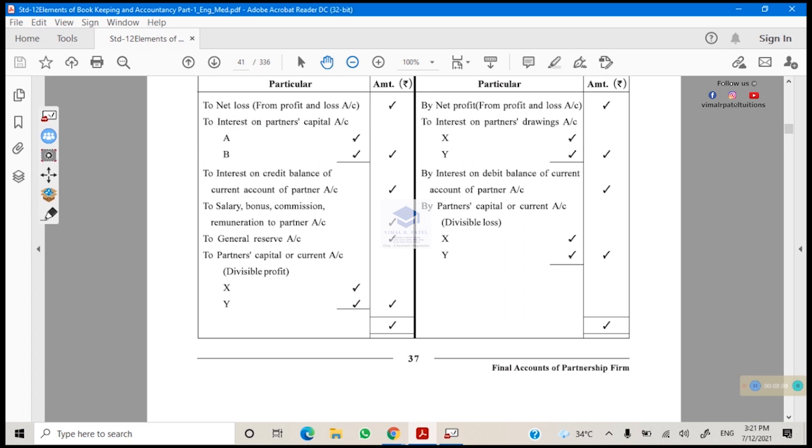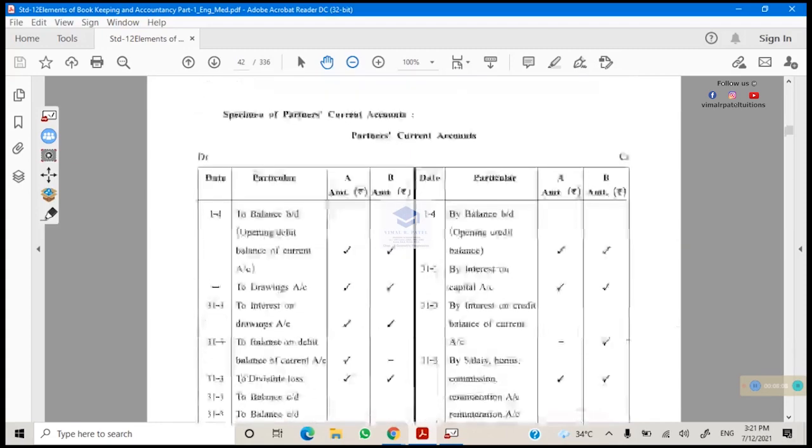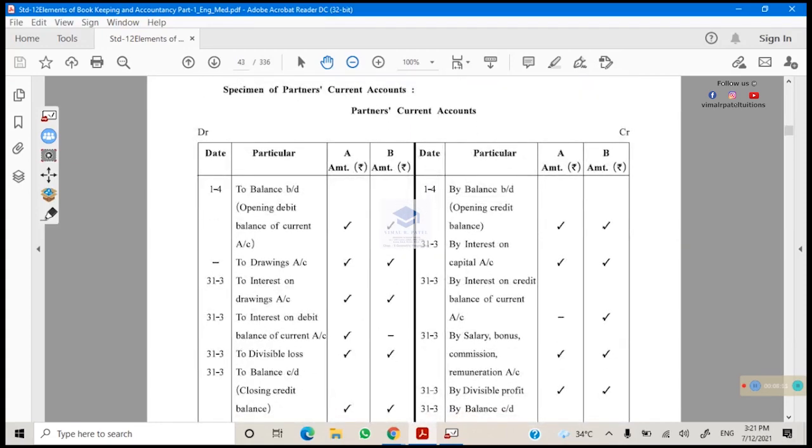Any salary, bonus, commission and remuneration payable to partner is an expense for the firm. So it will be debited to profit and loss appropriation account. And the same will be credited to partner's capital or current account.